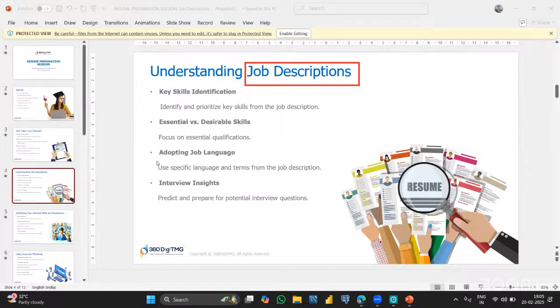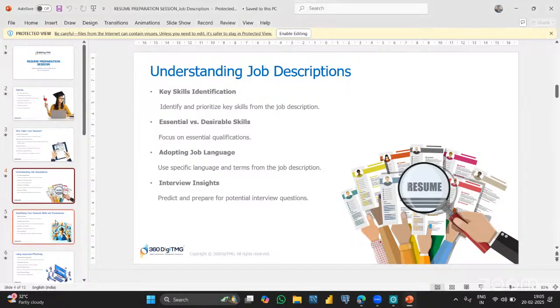Talking about interview insights, whenever you apply using a JD, you can predict what possible questions you might be asked in the interview, and always know that you are the one who decides what questions they will ask you, right?